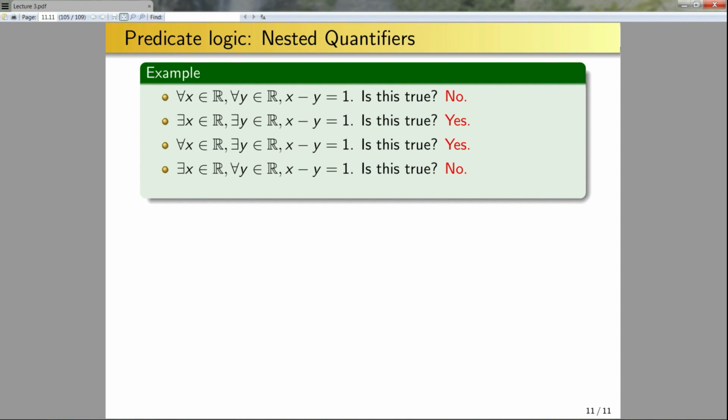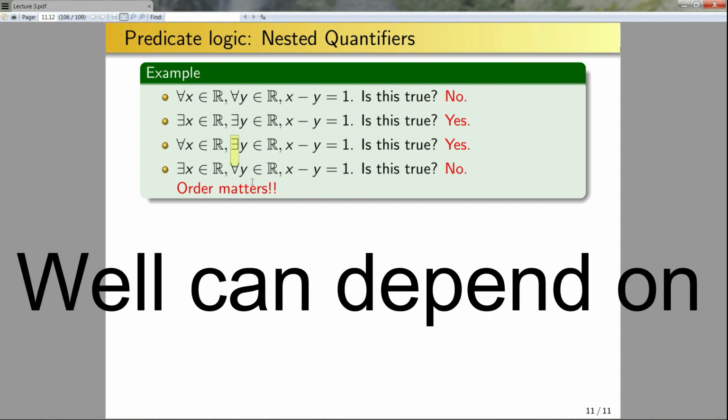So what's the lesson out of all of this? Well, order matters. When I have two different types of quantifiers nested together, a for all and a there exists, the truth of the statement is dependent on the order of the quantifiers.